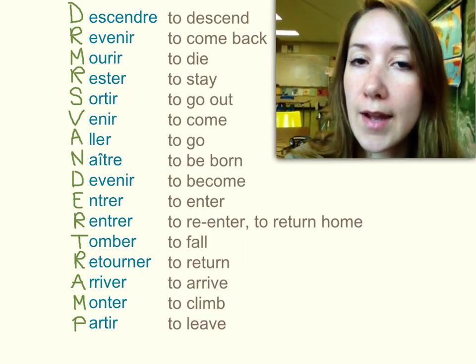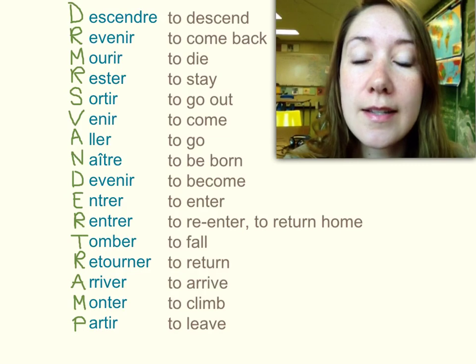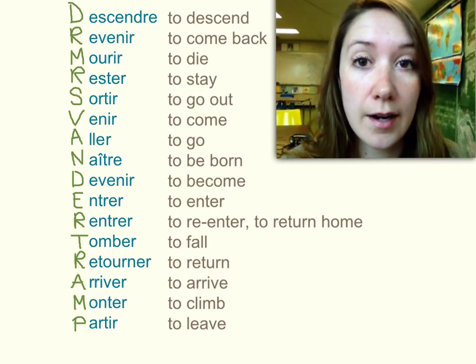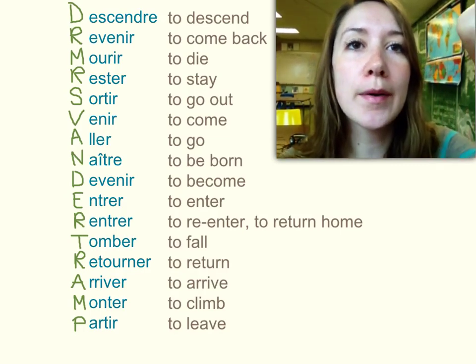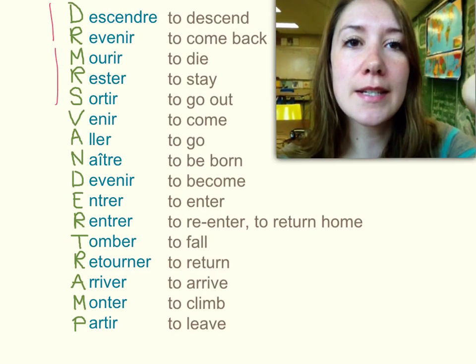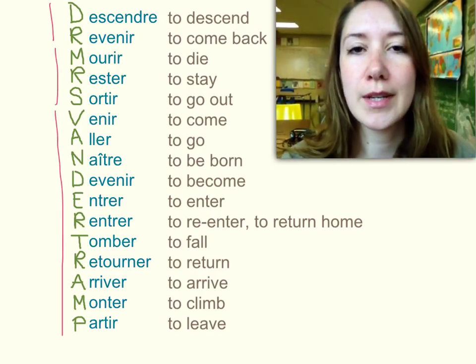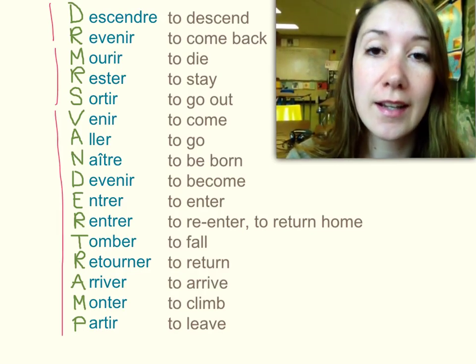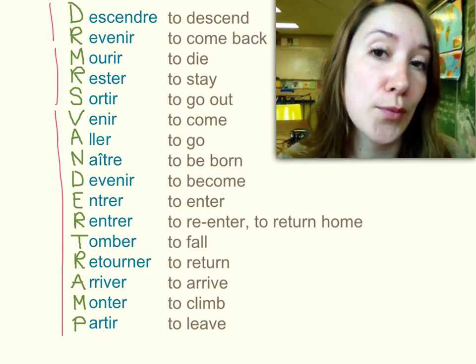There are only a handful of verbs that take être instead of avoir as the auxiliary verb. We can call them Dr. and Mrs. Vandertramp. So this is the list of verbs that take être instead of avoir.